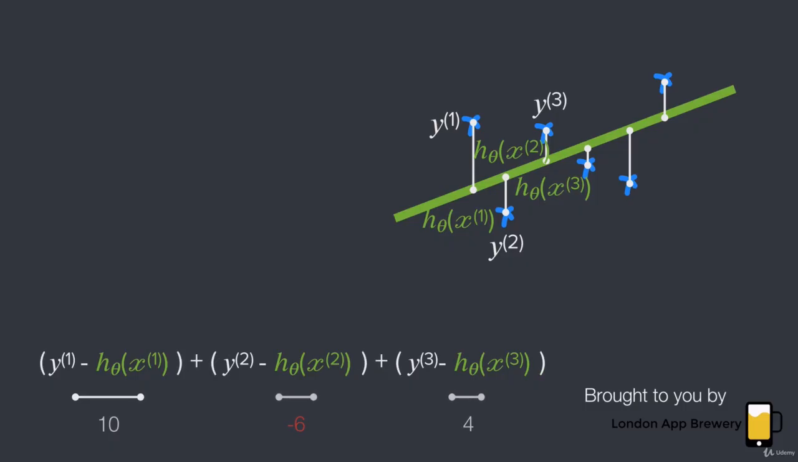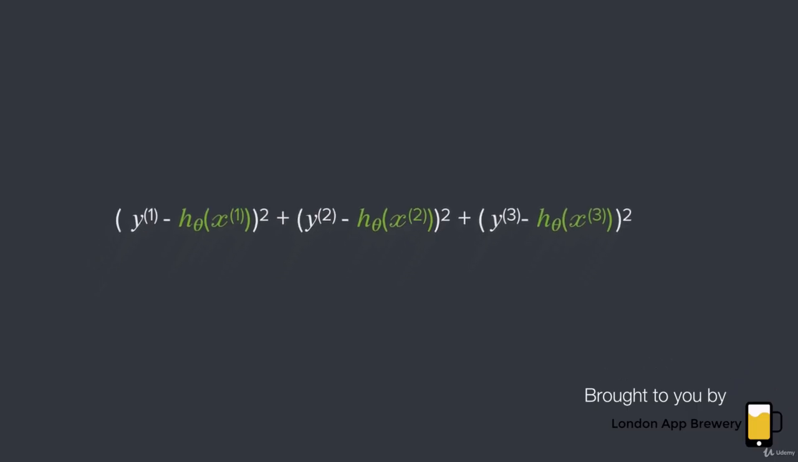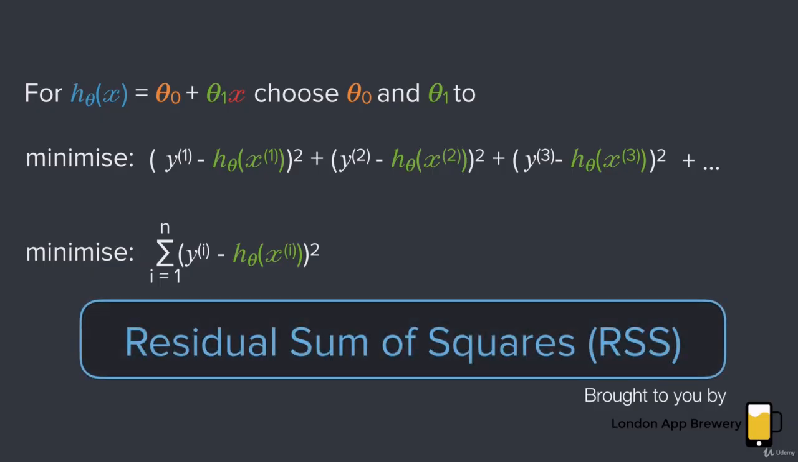But because some values would have been below the line, adding them all up just like this would create a problem. So what we have to do instead is square all the values and then add them up. Thus, our goal was to choose a line, or choose the parameters theta 0 and theta 1, that would minimize the sum of the squared differences. And the name for this equation was the residual sum of squares, or RSS.